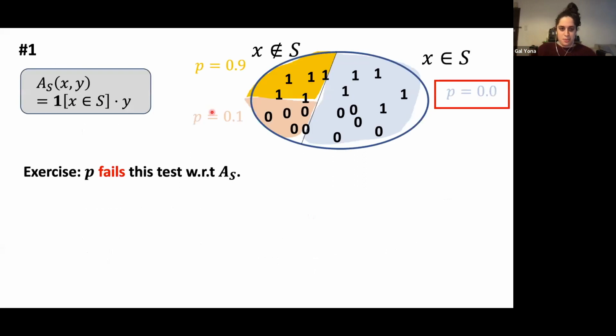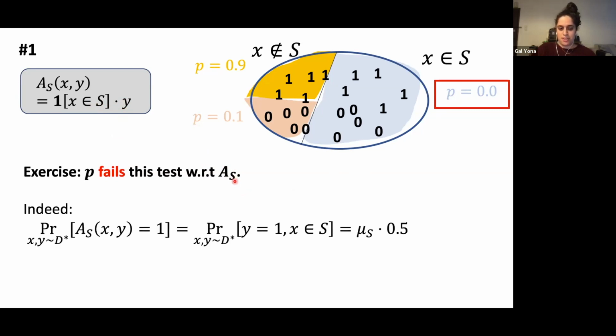Right, so let's actually do this example, as you suggested, to the end. Here I'm defining a specific distinguisher that I'm denoting A sub S. This is a simple expectation tester for this subgroup S. Basically, it first looks at whether the individual is coming from S. If it is, it outputs Y. Okay, and I want to claim that the predictor that gives everyone in S zero fails the test that I've just described with respect to this distinguisher A sub S. This is fairly straightforward.